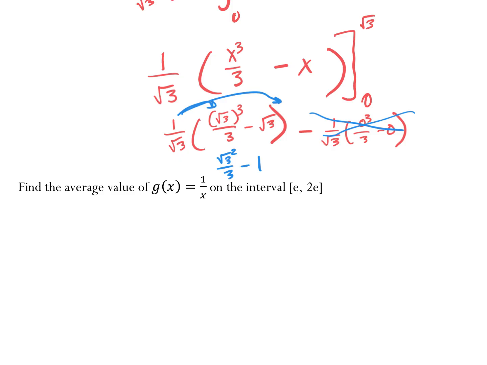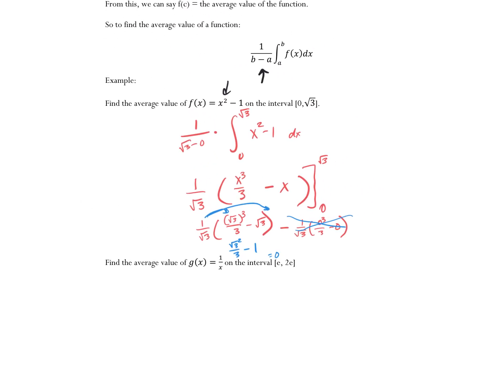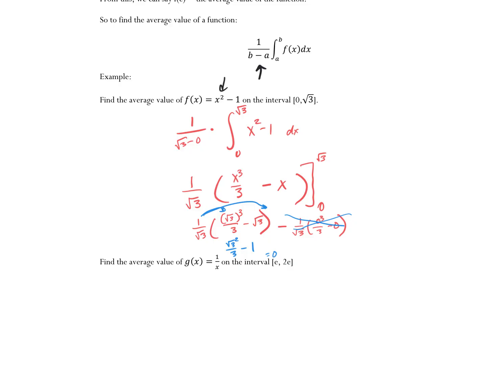What are we finding it to be? 0. Before I decide, hey, something's wrong, what do you think we should do next? Because that feels weird to me to say that the average value of the function is 0. So the next thing I'm going to do is that we're going to graph this, and we're only going to graph it in between 0 and square root 3. What would you guys expect to see of this graph as we do this?